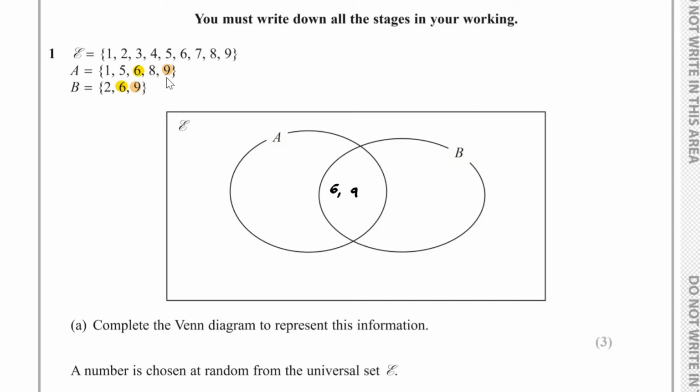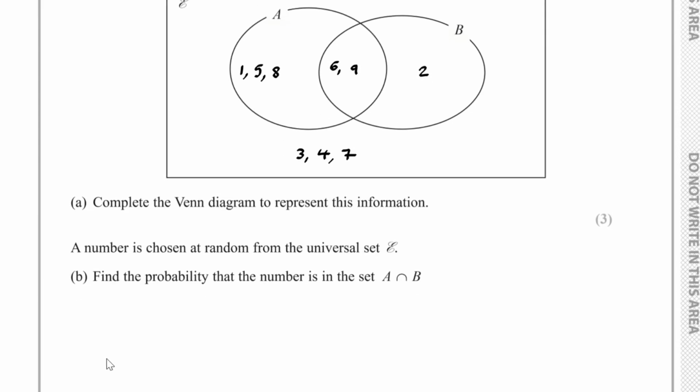The 1, the 5 and the 8 go in the A only section. So here we have 1, 5, 8, and then we have the 2 which goes over here. The numbers which remain, we have the 3, we have the 4 and we have the 7. So we have 3, 4, 7.